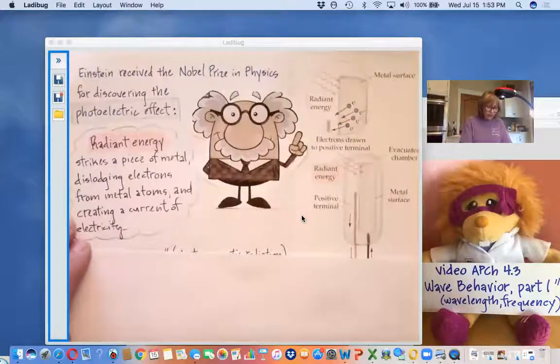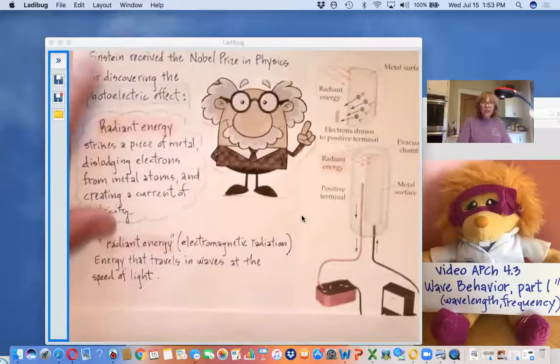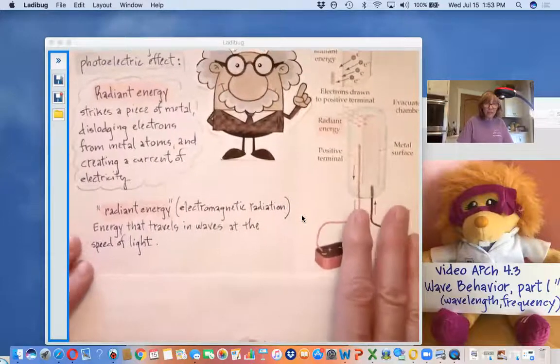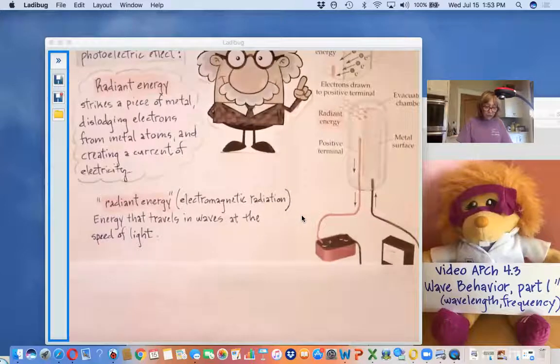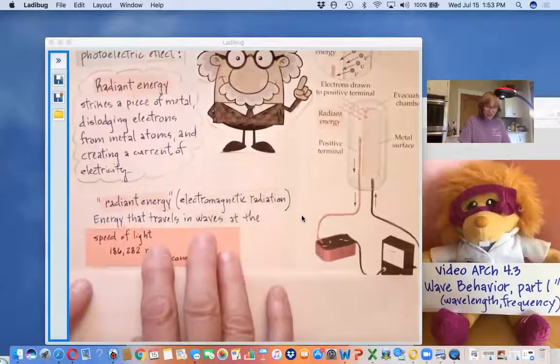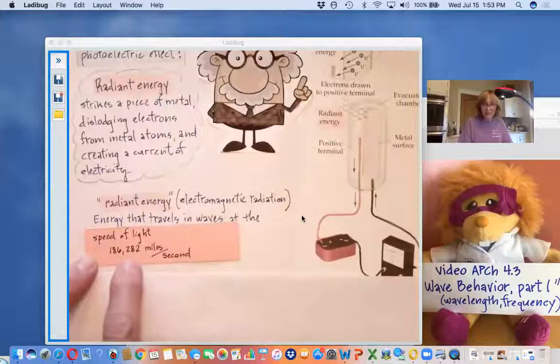Okay, so we're talking here about radiant energy. Let's define what that is. Radiant energy, also known as electromagnetic radiation, is energy that travels in waves, that's going to be significant, at the speed of light. Now, I know that you know the speed of light is fast. I don't know if you know just how fast it is. 186,282 miles per second. That's crazy fast. Just let that sink in for a minute.